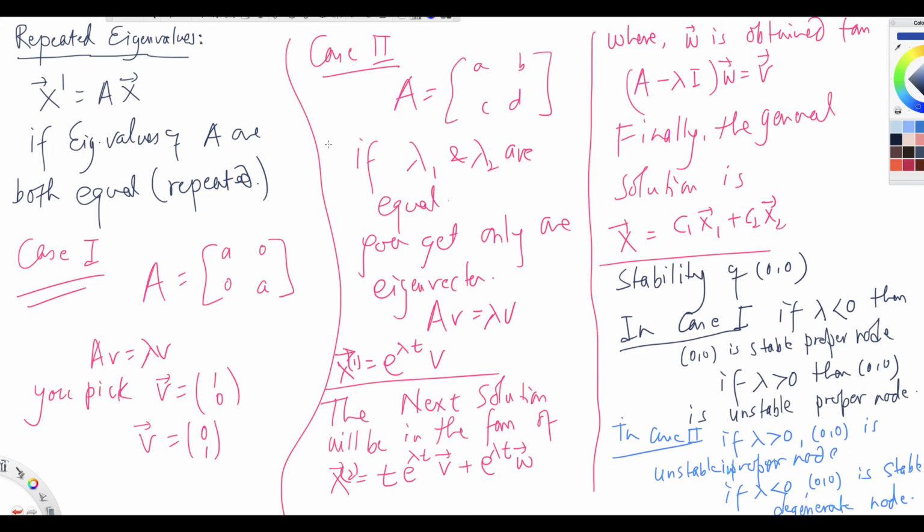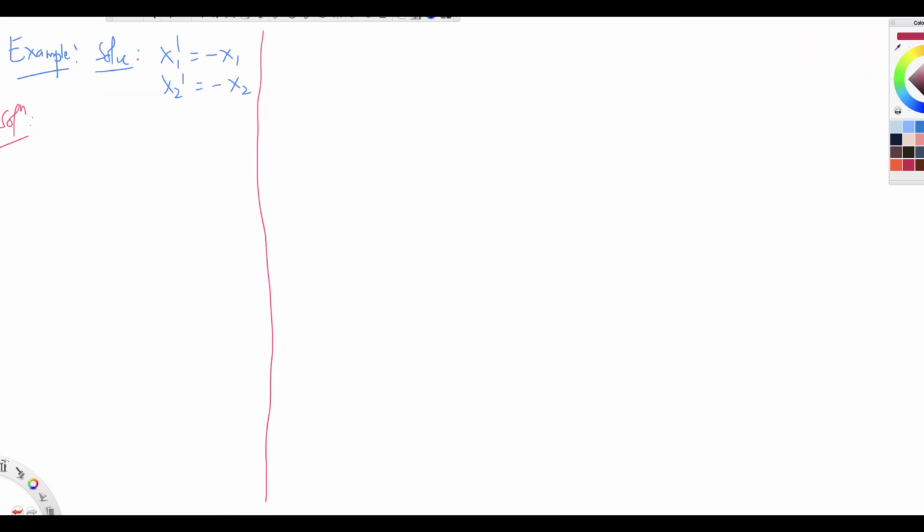So next, what I'm going to do here is take examples, all right? Let us look at this example. Here we have x1 prime equals negative x1 and x2 prime equals negative x2. These are not connected to each other, right? You can solve the first one separately and the second one separately and then write the solutions. So you can do it that way.